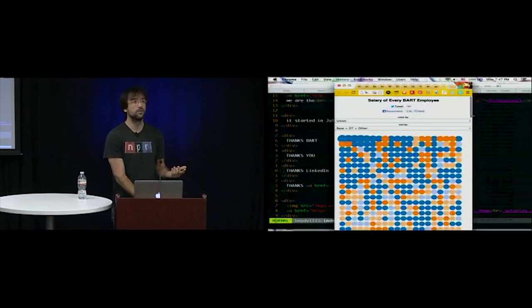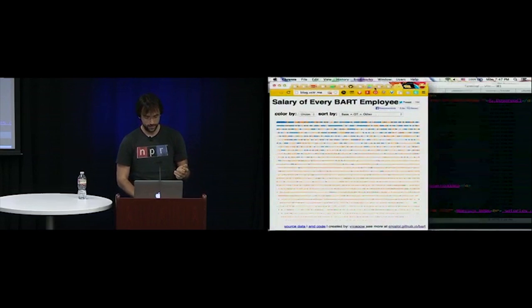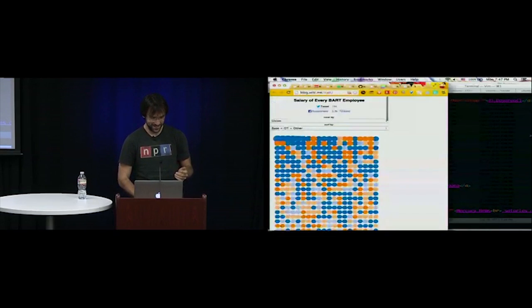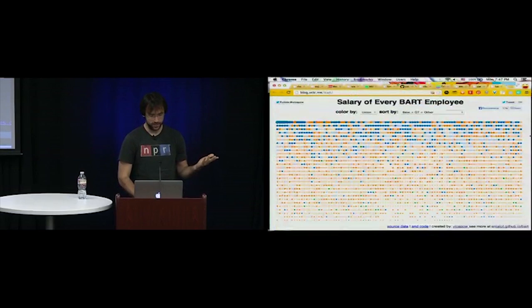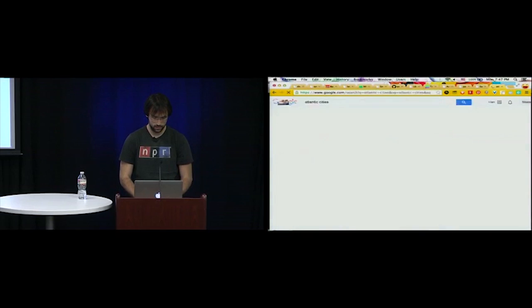Because it's responsive, it'll adapt to the container it's in. And I think because of that, it was picked up by the Atlantic Cities.